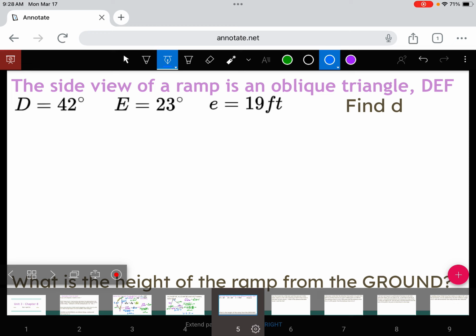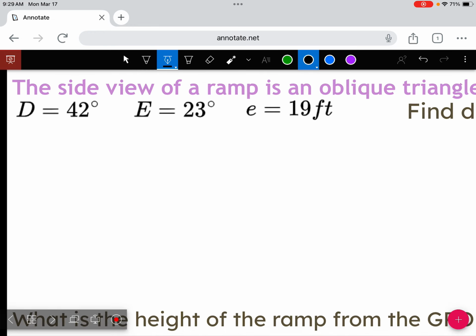So we're gonna start getting some more context-based problems. What's a ramp? Oh, okay, never mind. It's all triangle stuff. So this is saying that the side view of our ramp is an oblique triangle.